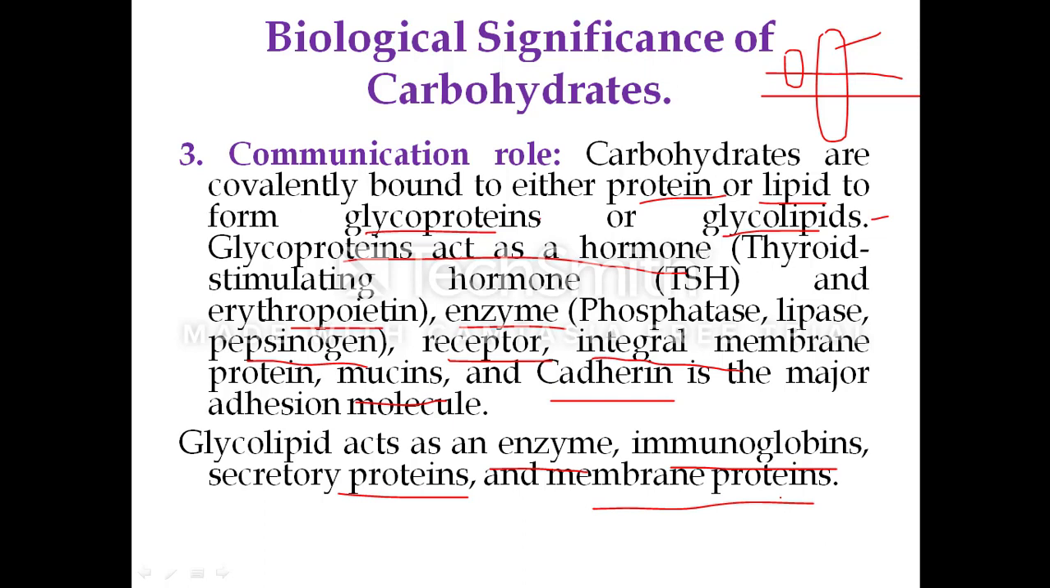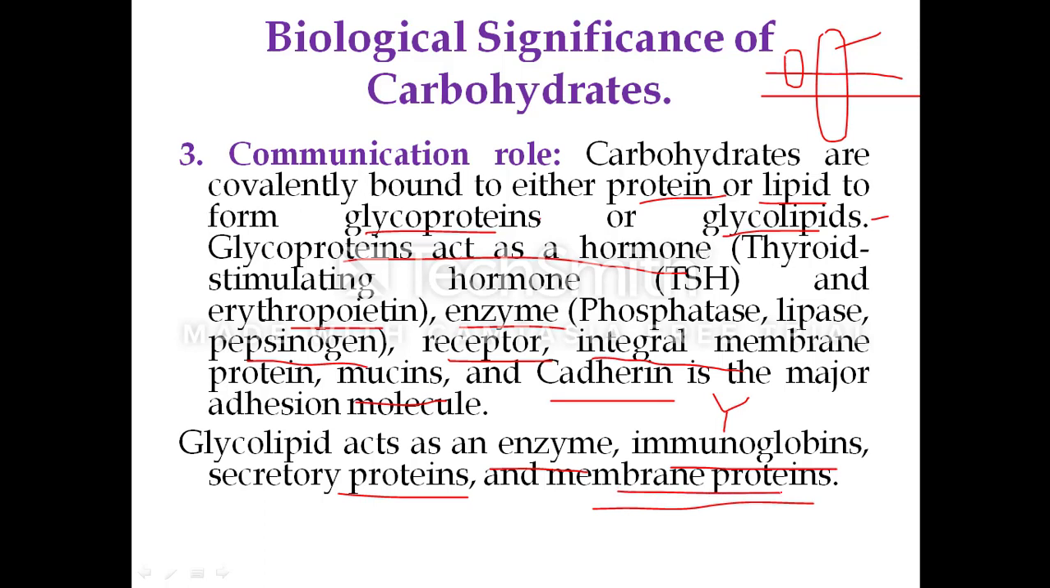So glycolipids act as enzymes and immunoglobulins. These are otherwise called antibodies. They are Y-shaped molecules. They are secreted by the lymphocytes, and they play an important role in the defense reaction. They are made up of carbohydrate. Secretory proteins are made up of carbohydrates, and membrane proteins are made up of carbohydrate.